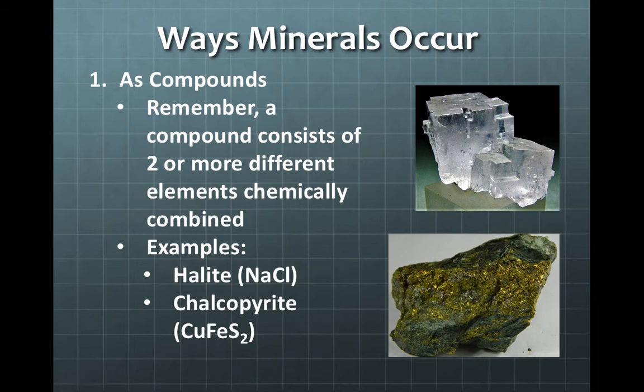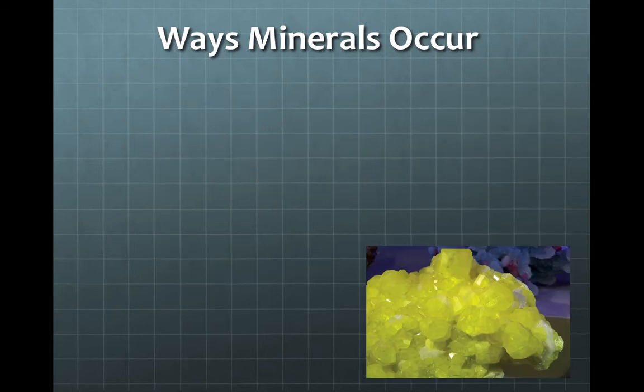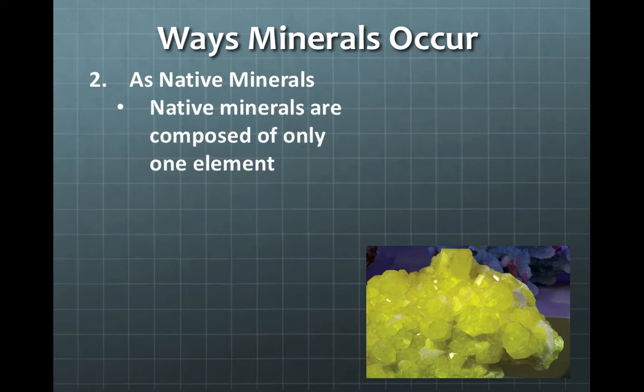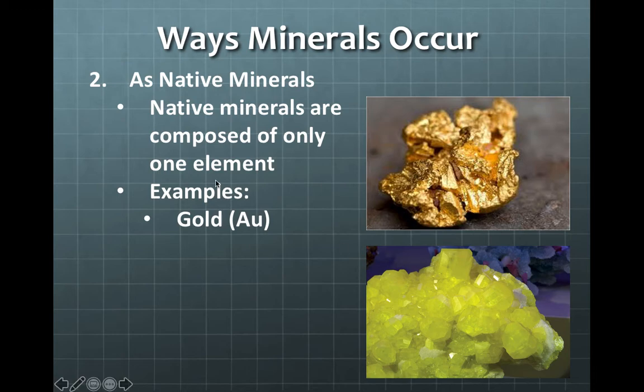Another way that minerals can occur is as native minerals. And native minerals are composed of only one kind of element, or one element at a time. Some examples of native minerals are gold, which has the chemical symbol Au. So we have only one chemical element here, and that is gold.